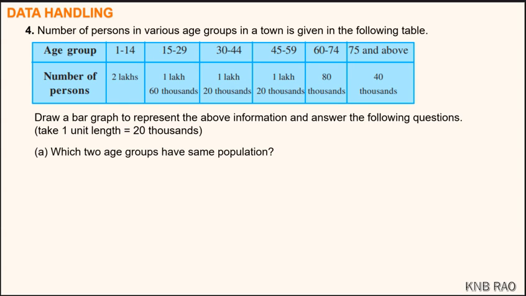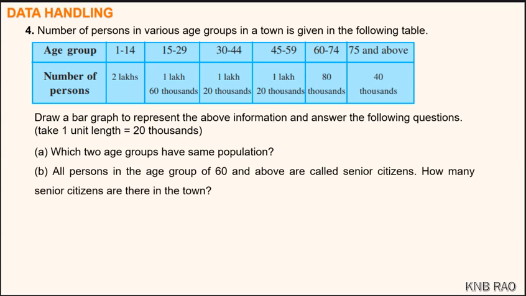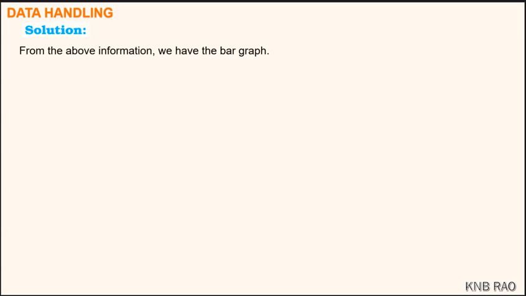So, which two age groups have the same population? It's clearly 30 to 44 and 45 to 59 that have the same population, that is 1,20,000. All persons in the age group of 60 and above are called senior citizens. How many senior citizens are there in the town? So, 80,000 are there from 60 to 74 years of age, and 75 and above 40,000, put together 1,20,000 members. Now, let us first draw the graph for this.